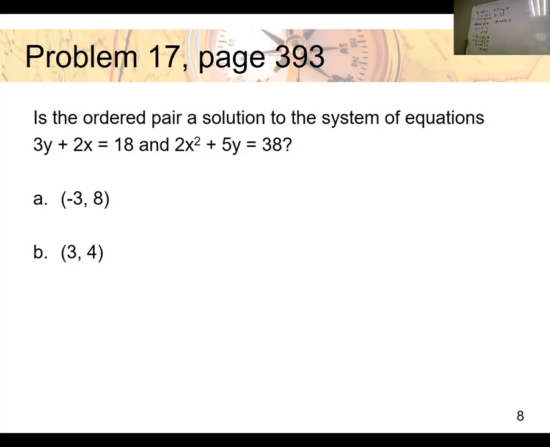Now, if I simplify that, 3 times 4, that's 12, plus 2 times 3, that's 6. Now I want to know if that's equal to 18. Well, if you add 12 and 6 together, you will get 18. So I know that this ordered pair is true for that first equation. But what about the second equation?